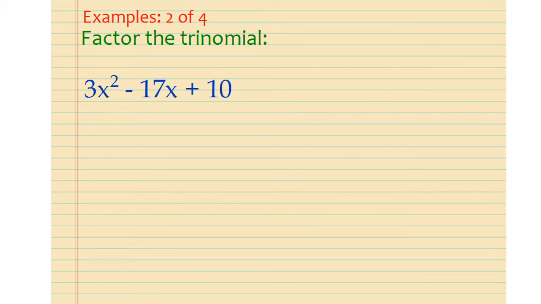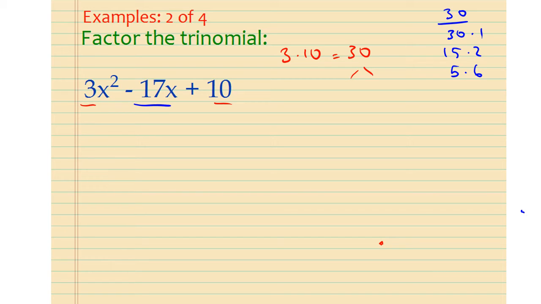Let's do another example. Multiply a and c. 3 times 10 is equal to 30. Think about factors of positive 30 that could add up to a negative 17. Among all the factors of 30, we're going to find the ones that add up to negative 17. When I think of factors of 30, I know of 30 and 1, 15 and 2, 5 and 6. Those are the factors. 15 and 2 looks like it is going to work in our case.